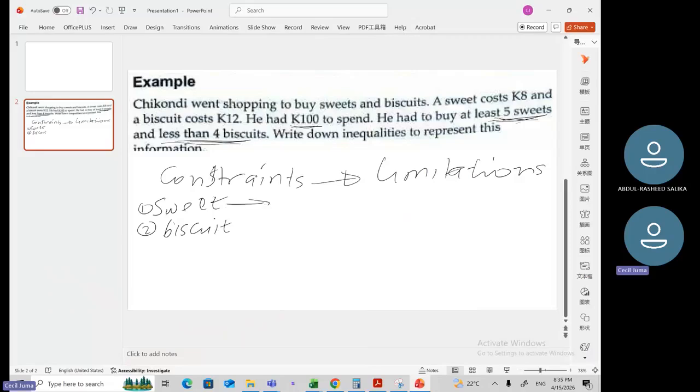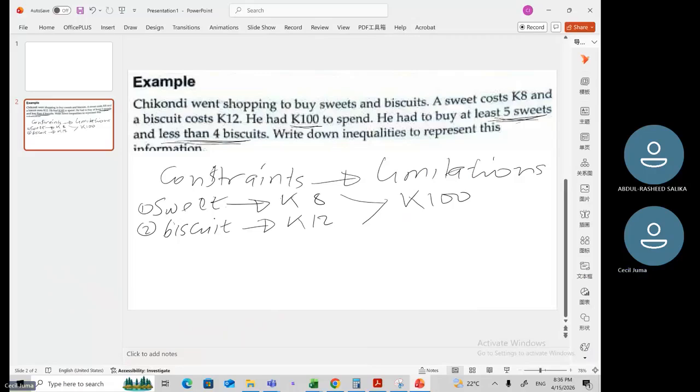And sweetie, ili ndi mtengo wake. Sweetie modzi akugulitsa 8 kwacha. Biscuit imene akugulitsa 12 kwacha. Komano whatever he buys zisadutse 100 kwacha. Whatever Chikondi buys zisadutse 100 kwacha. So that's the way to think about it.